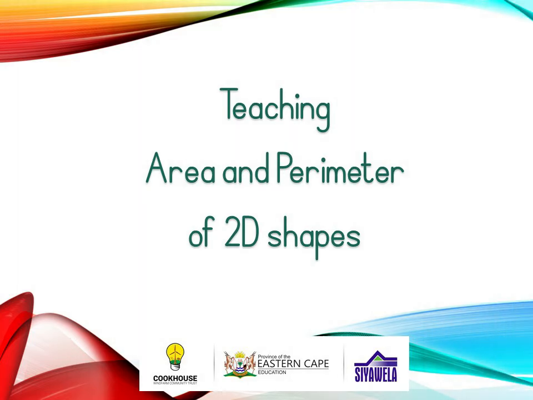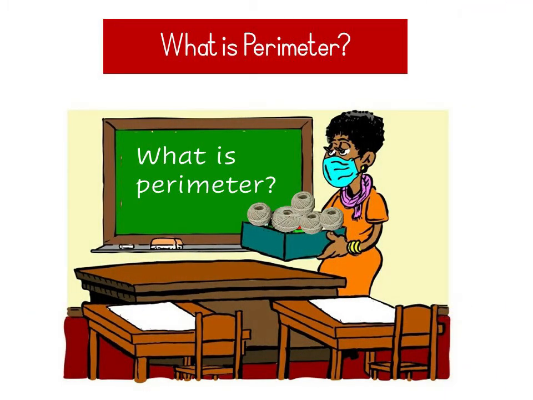In this video, we will guide you on how to teach the investigation of area and perimeter of 2D shapes. Learners must be able to use appropriate formulae to calculate the perimeter and area of squares, rectangles, and triangles. We will start by introducing the concept of perimeter.